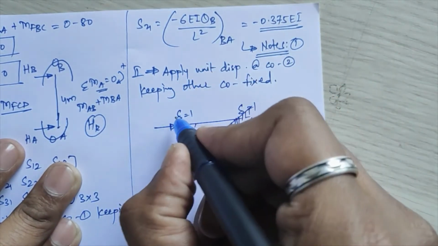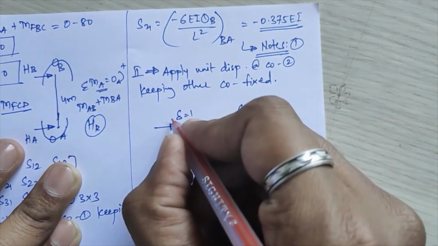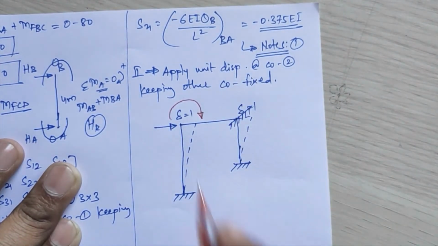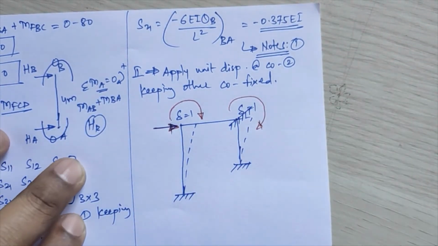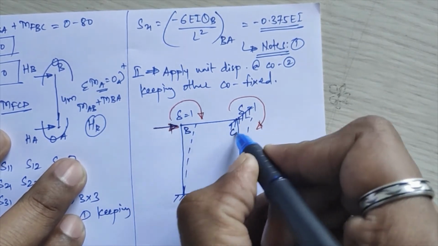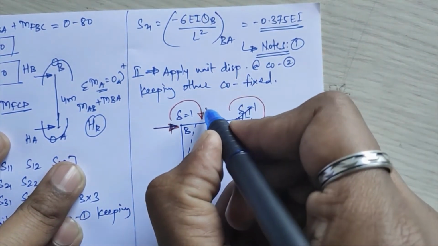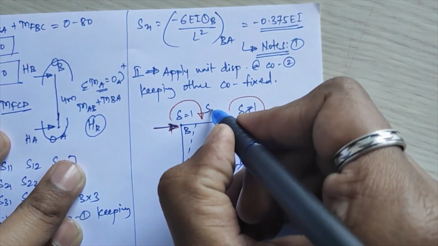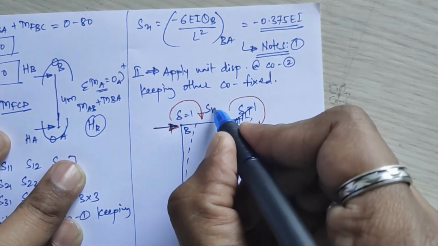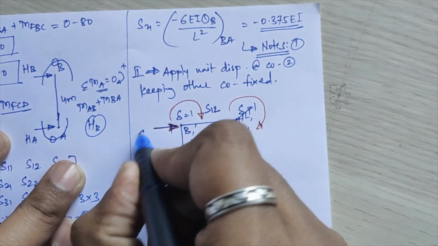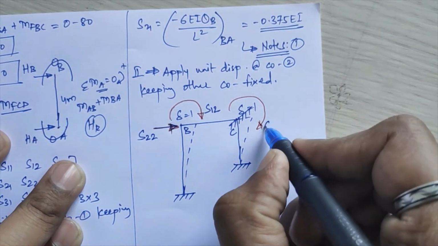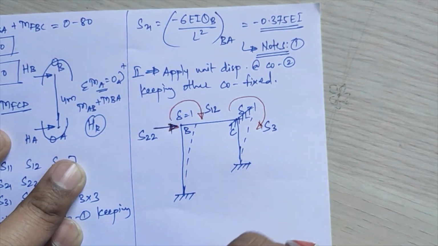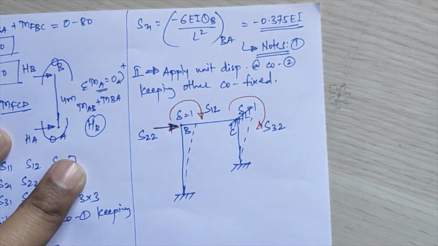So we'll mark your stiffness coefficients again. The first coefficient is at your first coordinate, point B. Second is again at point B, and third is at point C here. This is your point B and this is your point C. So this will be S12, the stiffness at the first coordinate when unit displacement is applied at the second coordinate. This will be S22, the stiffness at the second coordinate when unit displacement is applied at the second coordinate, and this will be S32, the stiffness at the third coordinate when unit displacement is applied again at the second coordinate.